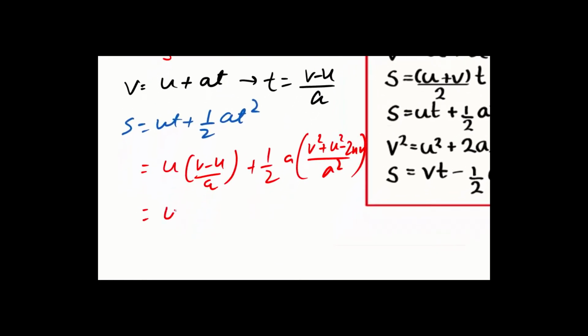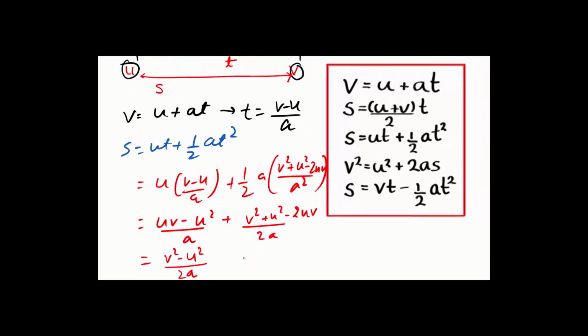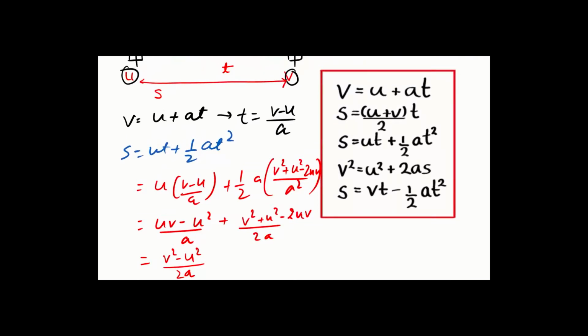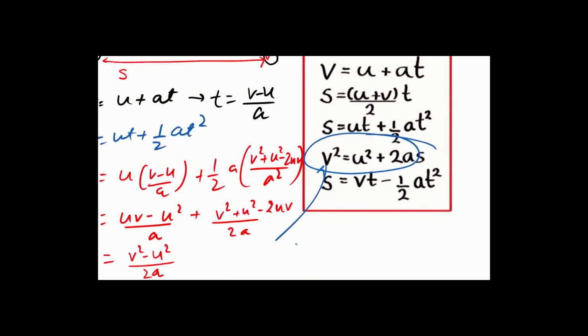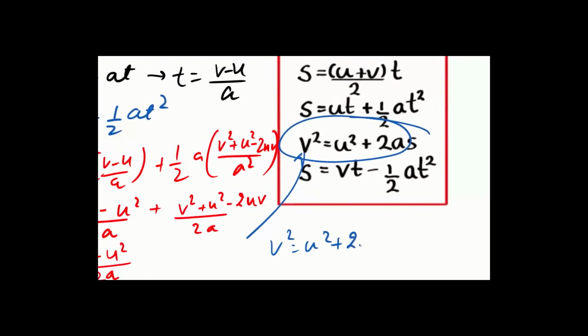So that would give me uv minus u square over a, plus, a gets cancelled, so divided by 2a, and this is only divided by a, and this will be v square plus u square minus 2uv, and if you add them together, 2uv and 2uv will get cancelled, and you'll get v square minus u square over 2a, which simply gives you this equation that v square is equal to u square plus 2as.